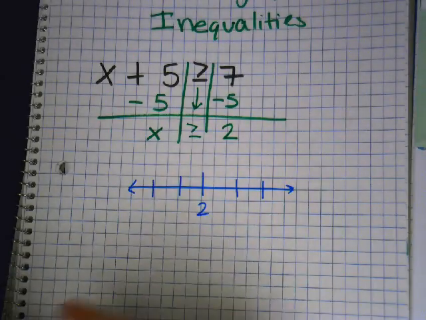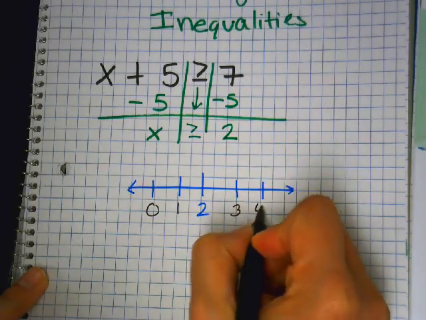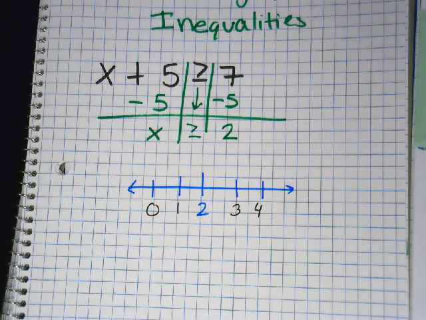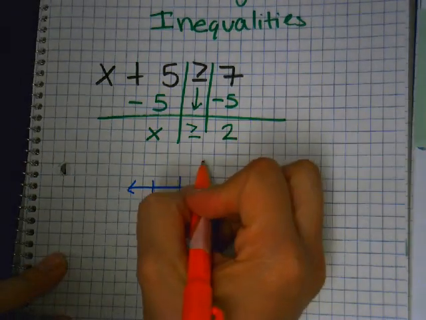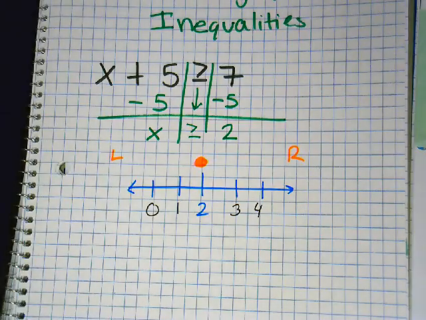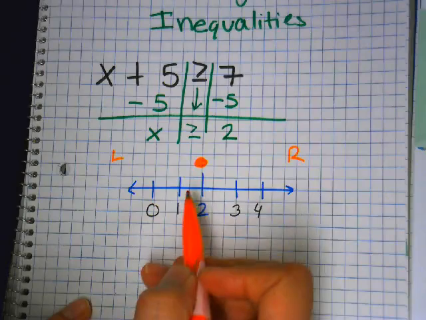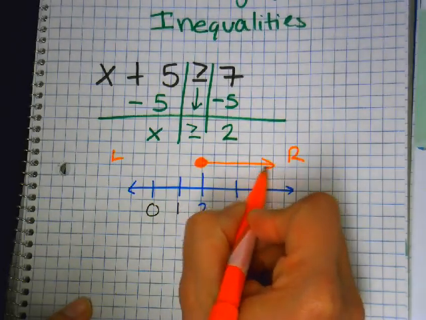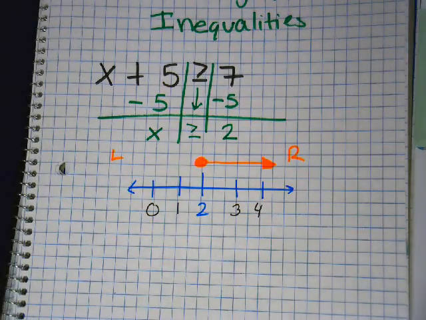Oh, I didn't put that one. 2, 3, 4. Okay. Open or close circle? Close. What tells you that it has to be closed? The equal to part in that statement. Very good. And then do I shade to the left or do I shade to the right? I'm looking for numbers that are greater than or equal to 2. The numbers on the right will always be greater than or equal to. Easy enough? All right.